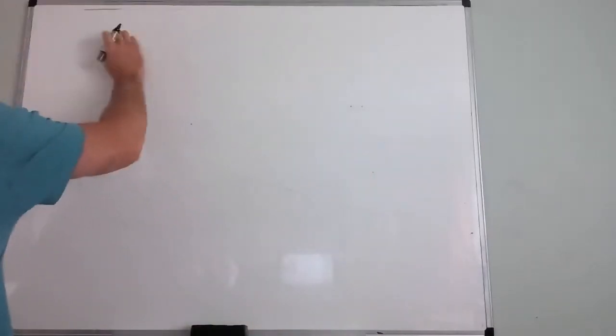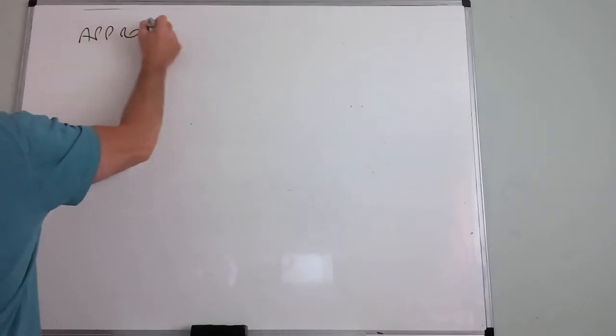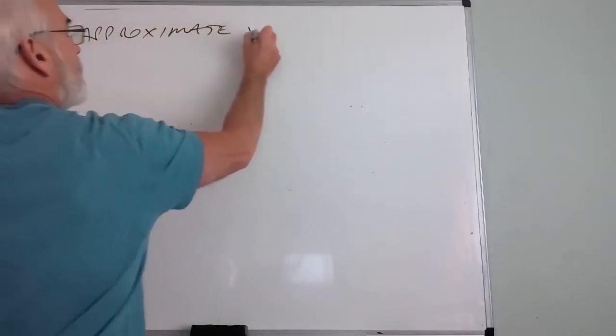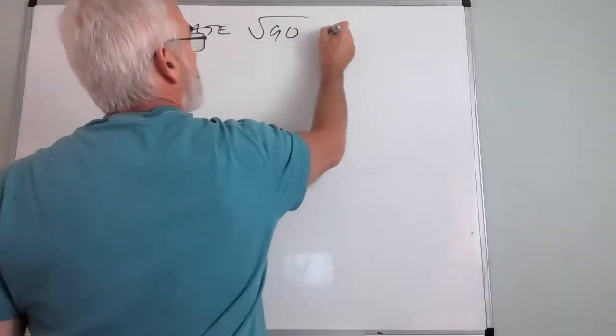So here's what I want to do. I want to approximate the square root of 90, how about to 2 decimals?